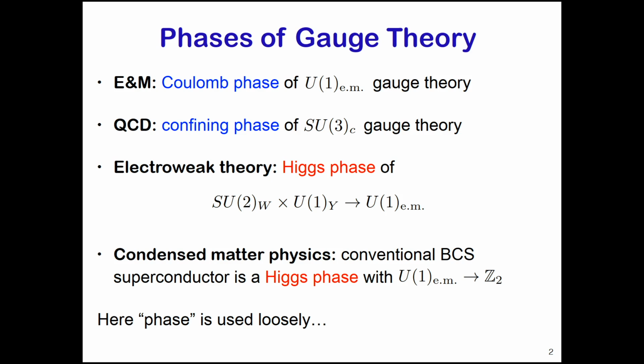There's the electroweak theory, which is a quintessential example of a Higgs phase in particle physics, and in condensed matter physics, we encounter similar Higgs phases in the context of superconductivity when the U(1) gauge group is Higgsed down.